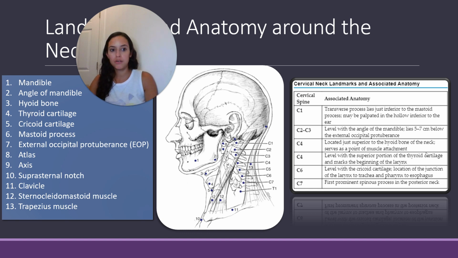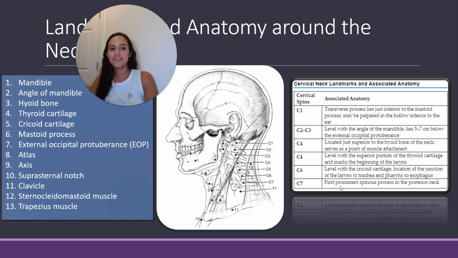It's also in level with the superior portion of the thyroid cartilage. That makes sense because the hyoid and the thyroid cartilage are almost right next to each other. You can see it better on this image right here, 3 and 4. C6, in level with the cricoid cartilage. So now you know we're going down the neck at this point. C6, in level with the cricoid, the only one that encircles your entire respiratory passageway.